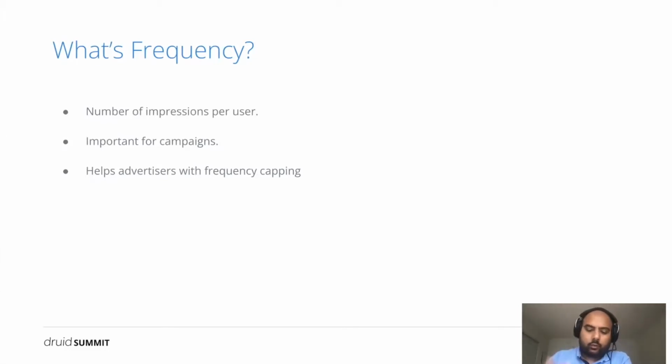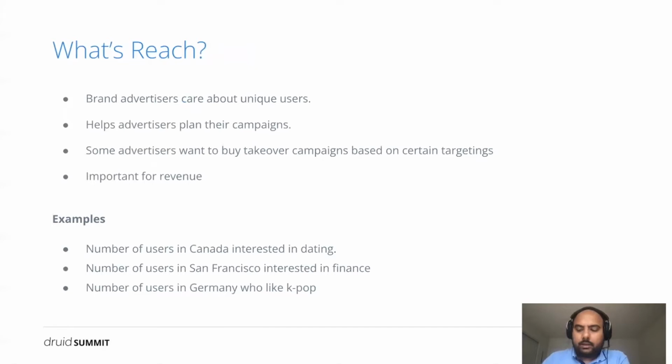And if an advertiser doesn't want to target a user more than a certain number of times, they can put frequency capping on that. So it's important that they know beforehand what the frequency of their campaign will be. Similarly, reach is the number of unique users they can target. The more the reach is, the more unique users brand advertisers can target, and the more confident they will feel in spending money on your platform. So it's directly related to the revenue.